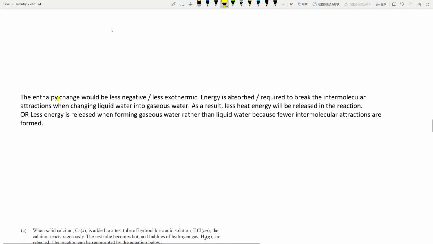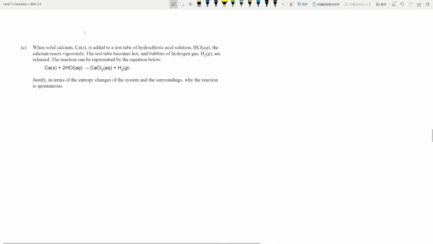So the enthalpy change will be less negative, because some energy is absorbed to break the intermolecular forces to change it from liquid to gas. Therefore you have less energy released. Just get your head around it. I think with structure and bonding, it's more about just getting your head around it, and then you should be fine.